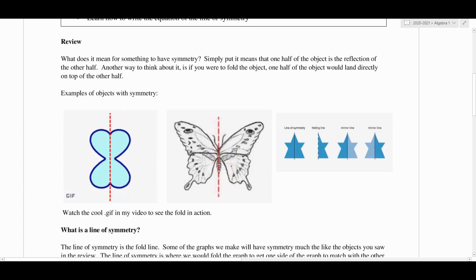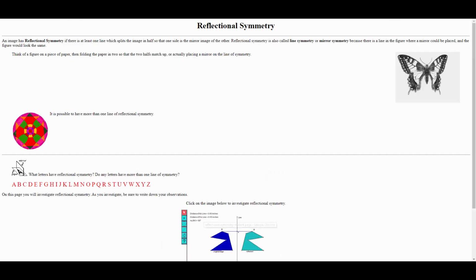All right, so to get an idea of what that fold looks like, I want you to look at this GIF, and you can rewind and play this as many times as you need. So you can see over here the butterfly kind of unfolding, right? So you can see how that symmetry works.